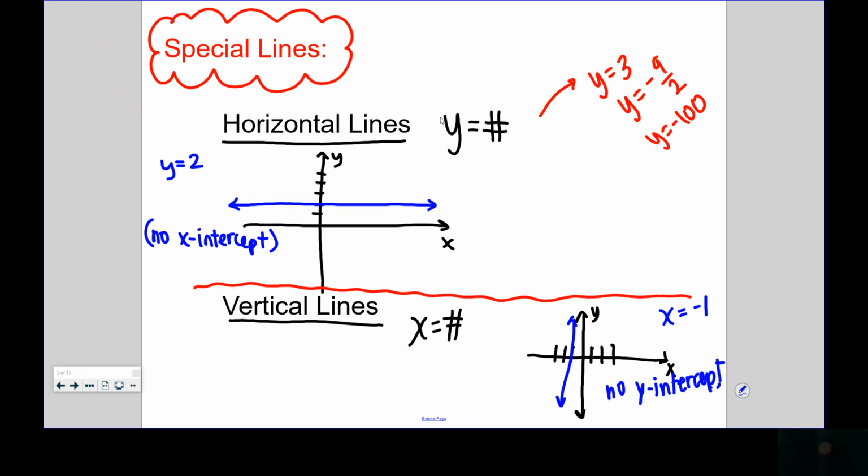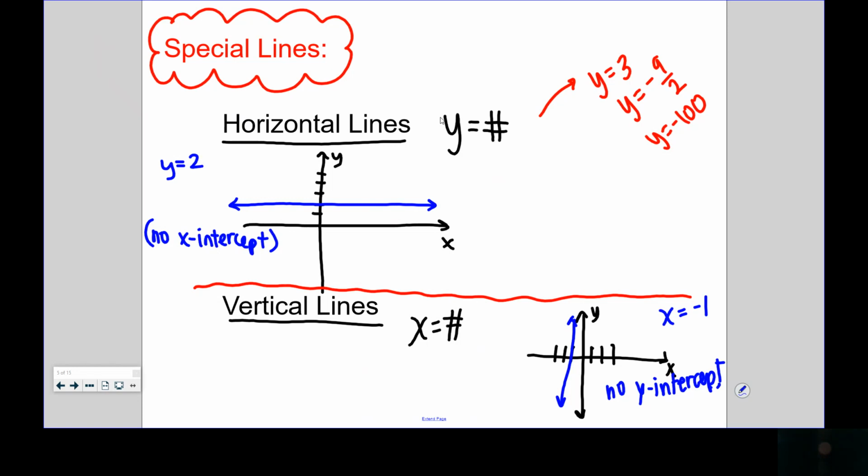So if you spot one of these, they're really easy to spot because there'll be problems that only have one variable. It'll either have a y or an x. If you spot one of these, you know, okay, I'm going to do this problem differently. This is a special line. I'm not going to use my x and y intercepts trick.